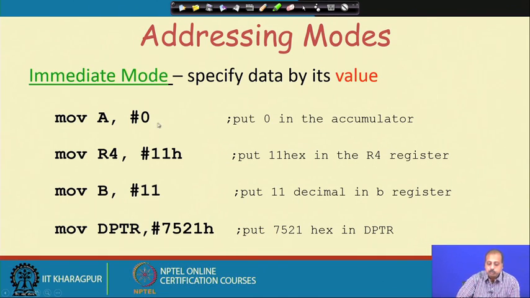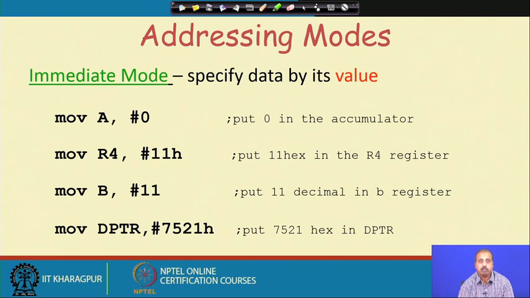Like say move A comma hash 0. Whenever we put a hash, most of the assemblers will take it as an immediate value. If you do not put this hash, then the meaning is get the memory location 0 content to the A register. But when you put this hash, we mean that it is the immediate value 0 that will come to the A register.